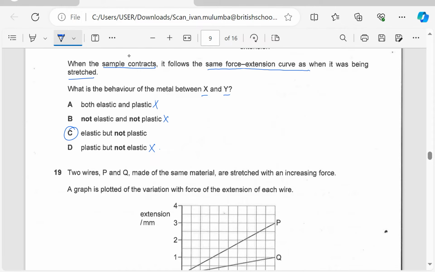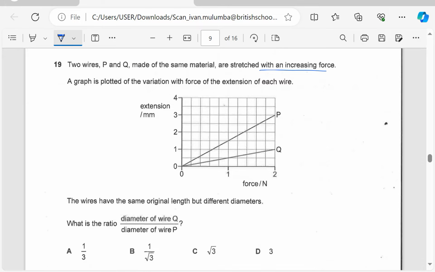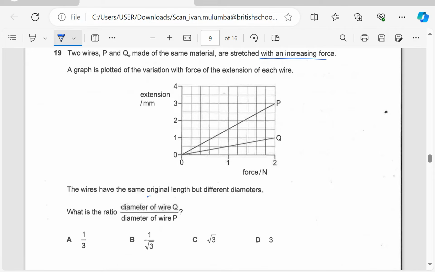Two wires P and Q made of the same material are stretched with an increasing force. A graph is plotted of the variation with the force of the extension of each wire. The wires have the same original length, so let me just call it L, but different diameters. I'll call the diameter D.